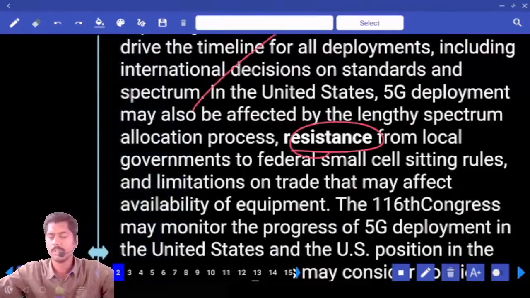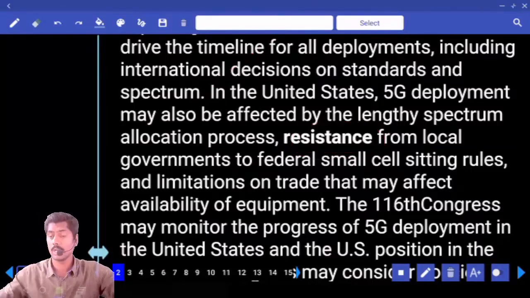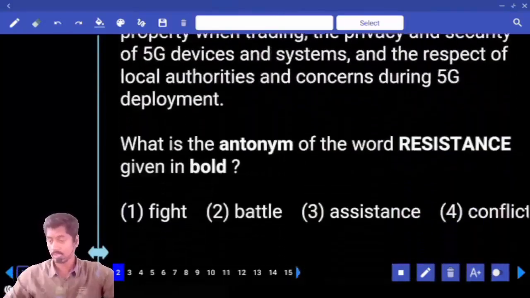I'm reading from here. In the United States, 5G deployment may also be affected by the lengthy spectrum allocation process. Because of the lengthy spectrum allocation process, 5G deployment will be affected. Not only that, resistance from local governments to federal cell siting rules. Means opposition came from local governments. So opposition.